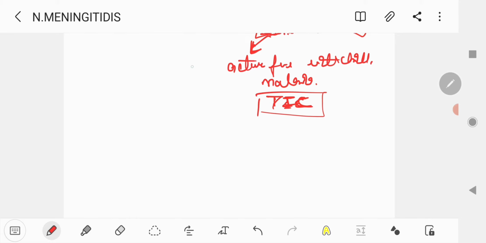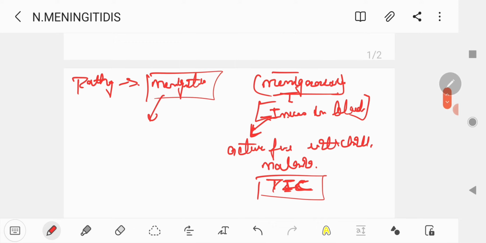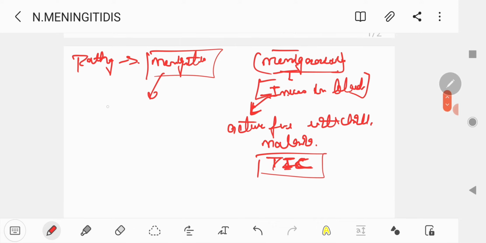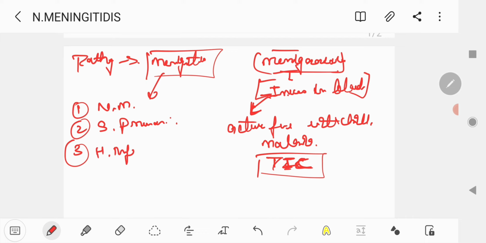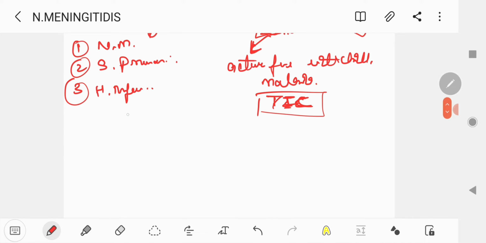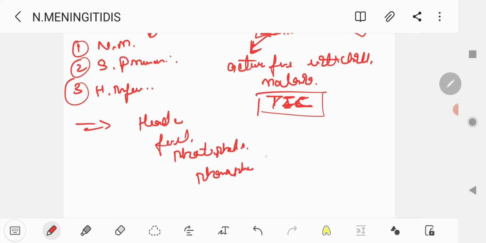And meningitis is the inflammation of the meninges of the brain. There are basically three organisms which cause this inflammation. First, the most common is Neisseria meningitidis. The second is Streptococcus pneumoniae, and third is Haemophilus influenzae. Okay, so the main symptoms in meningitis are headache, fever, photophobia, phonophobia, and neck stiffness.